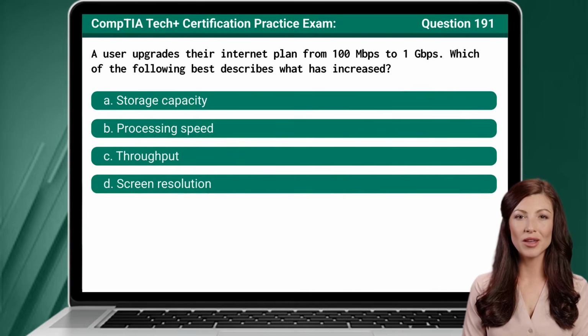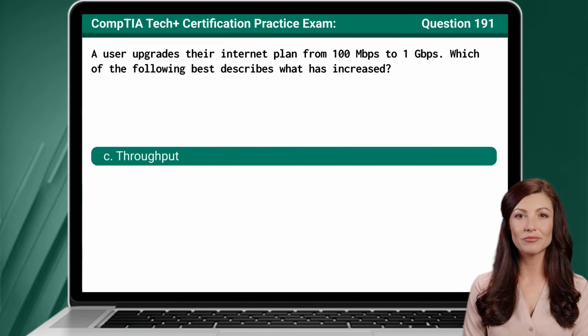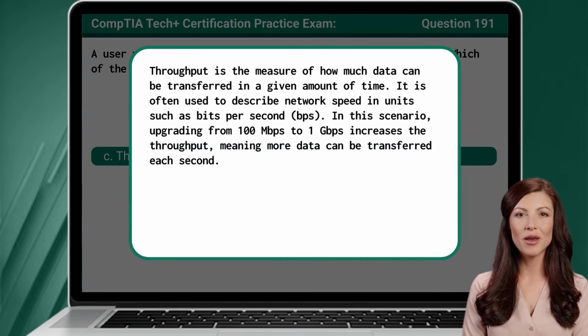Question 191. A user upgrades their internet plan from 100 megabits per second to 1 gigabit per second. Which of the following best describes what has increased? The answer is C. Throughput. Throughput is the measure of how much data can be transferred in a given amount of time. It is often used to describe network speed in units such as bits per second. In this scenario, upgrading from 100 megabits per second to 1 gigabit per second increases the throughput, meaning more data can be transferred each second.